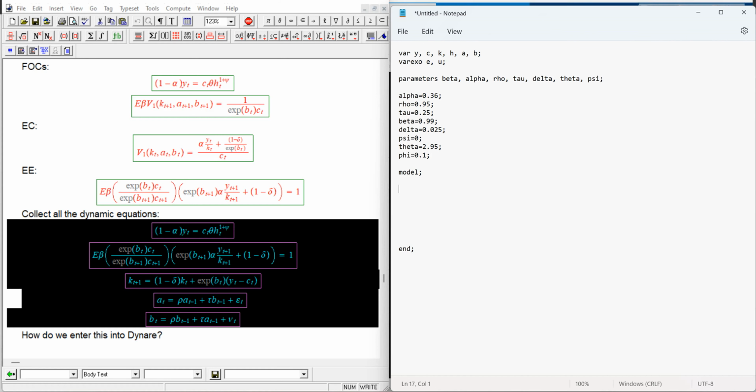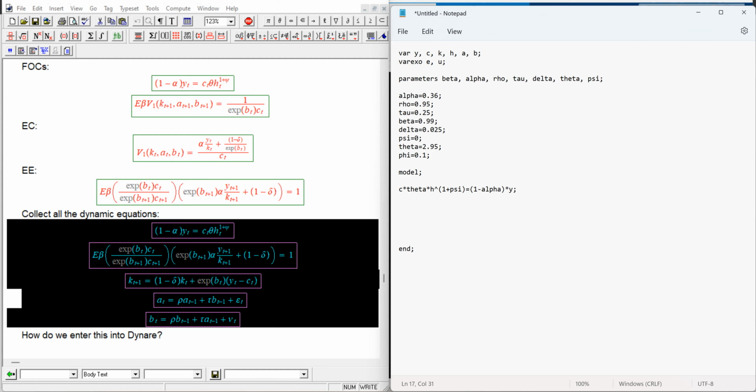So we're going to write C times theta times h to the 1 plus psi equals 1 minus alpha times y. So we just literally write it out. The only thing that we haven't done, notice, is mention any time subscripts. And of course, in a sense, we don't need to, because this equation has to hold at every date.